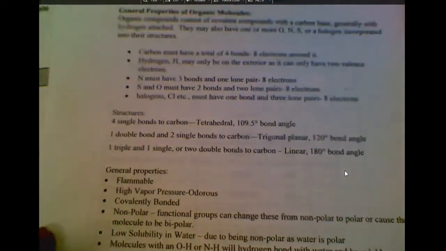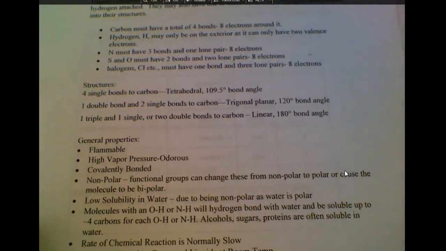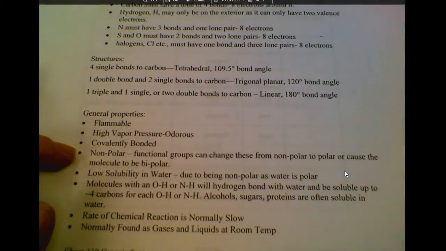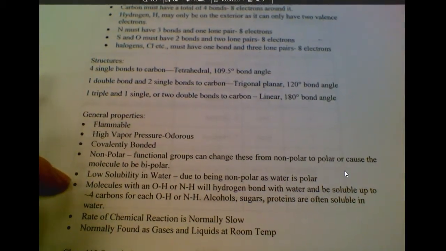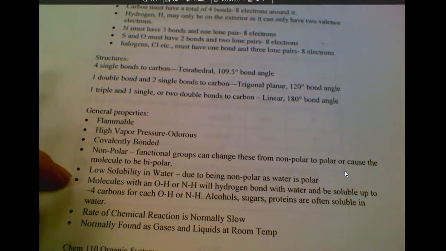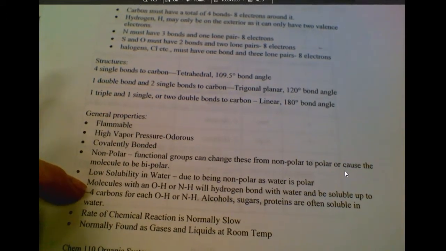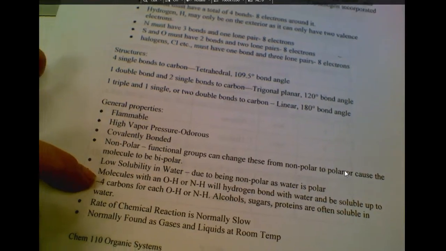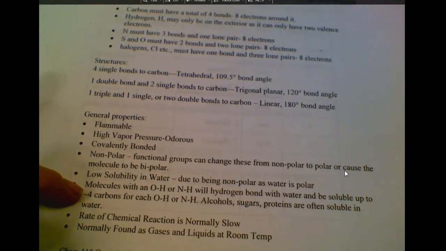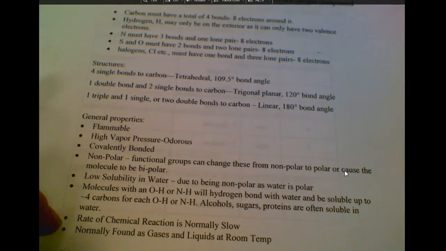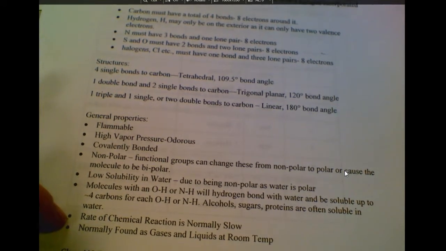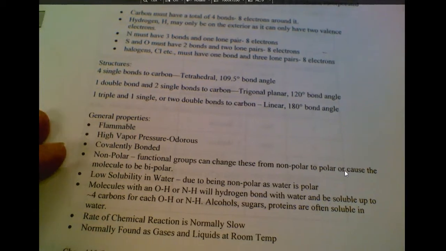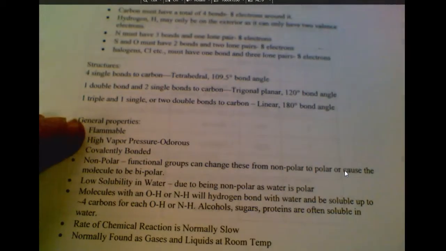And some of the properties of our organic compounds: they're flammable, high vapor pressure, smelly, covalently bonded, nonpolar, low water solubility. Molecules that have oxygen and hydrogen in them, or nitrogen and hydrogen, will bond with hydrogen, so there's going to be some solubility. And the rate of these chemical reactions is going to be pretty slow. And these are normally all found as gases and liquids at room temperature.